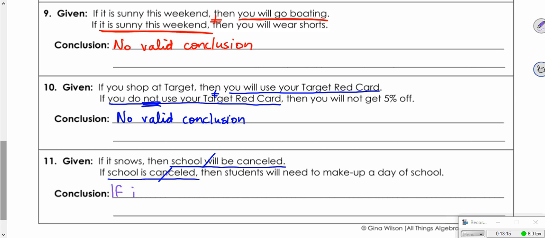So if it snows, then students will need to make up a day of school. Okay. All right, let's look at the next page.